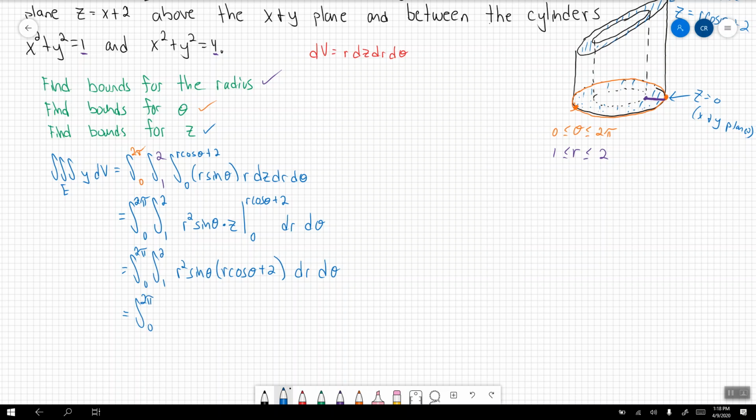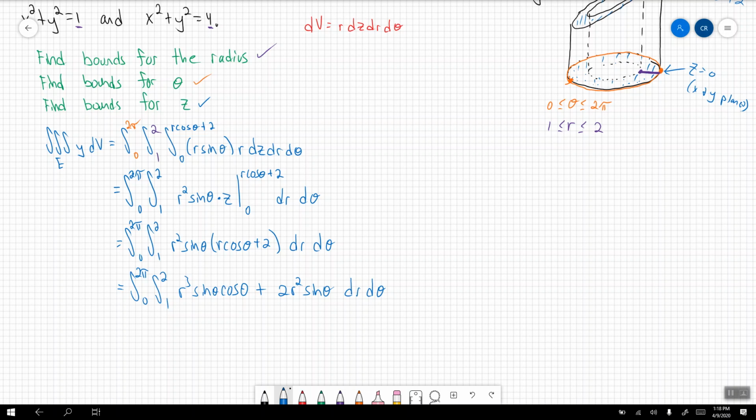All right, that's looking pretty good. This is from 1 to 2, and I'm going to distribute here, so this is going to be r cubed sine theta cosine theta plus 2 r squared sine theta, and that's all dr d theta. So now all I need to do is evaluate this integral using r. So we're going to integrate with respect to r. This will now be 1/4 r to the 4th sine theta cosine theta plus 2/3 r cubed sine theta, evaluated from 1 to 2, d theta.